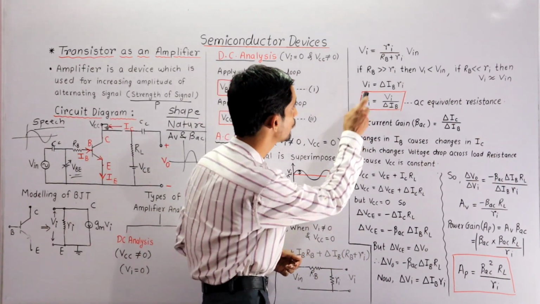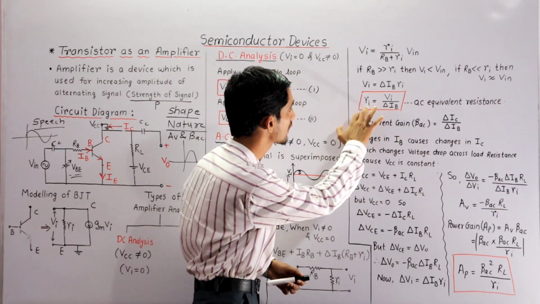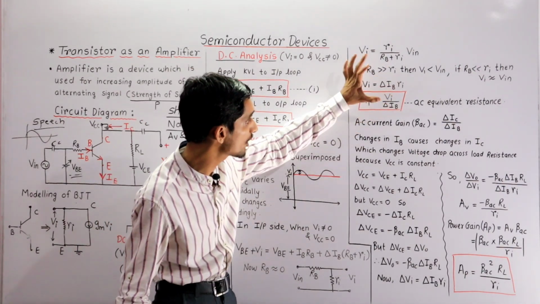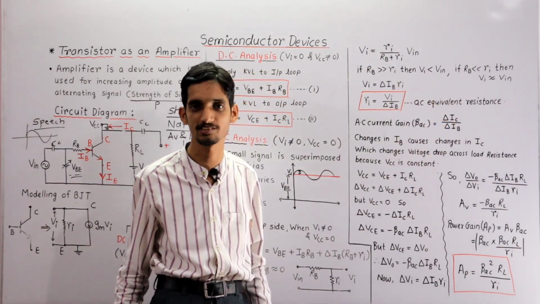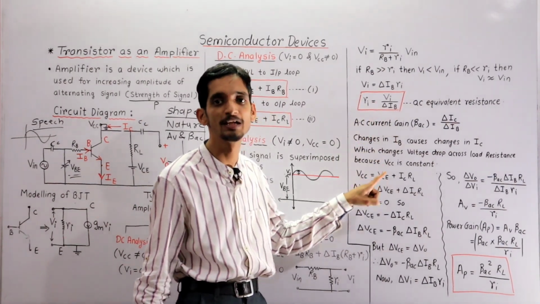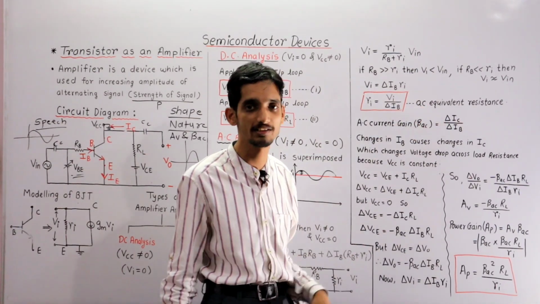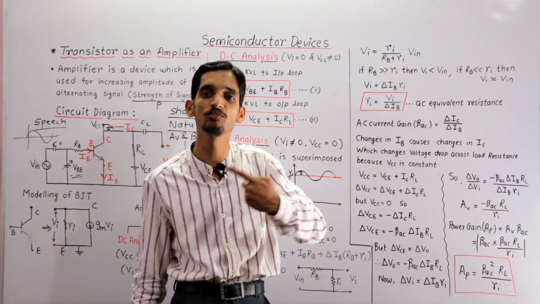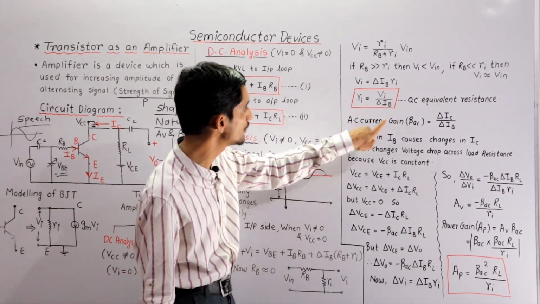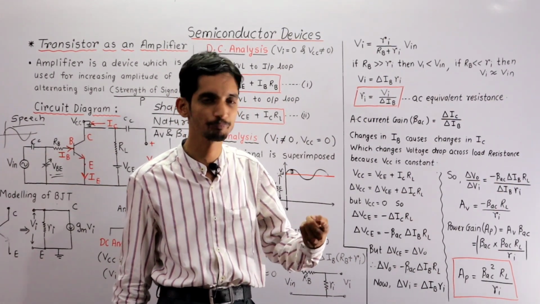So if you observe now, Vi is equal to delta IB into Ri, and from this you get Ri equal to Vi upon delta IB. This is the expression for AC equivalent resistance. Now if you observe this formula, you are getting delta IB because, as the name suggests, it is an AC equivalent. As you are applying the input which is time varying, definitely your current also changes. That's why there is delta IB.